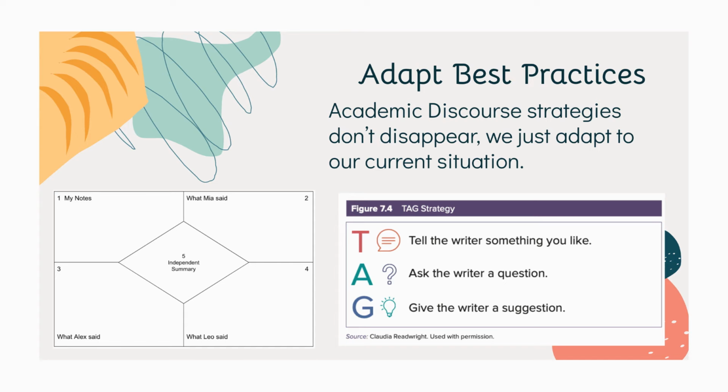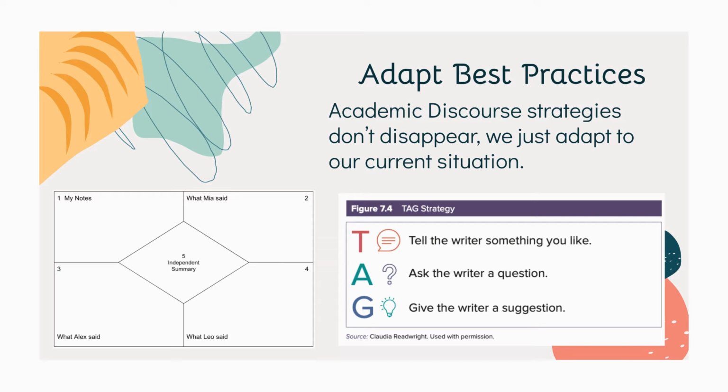In Module 7, it was just talking through that you don't throw away all of your best practices, but you can adapt them. For example, academic discourse and all the strategies that we talked about in the last couple of years, they don't disappear. We just adapt them to our current situation. So for a strategy like a stronger, clearer, if students are not able to work in pairs because we can't make that many breakout rooms, or instead of just in pairs, they're working in 3s or 4s in different breakout rooms, how can we adapt those strategies?